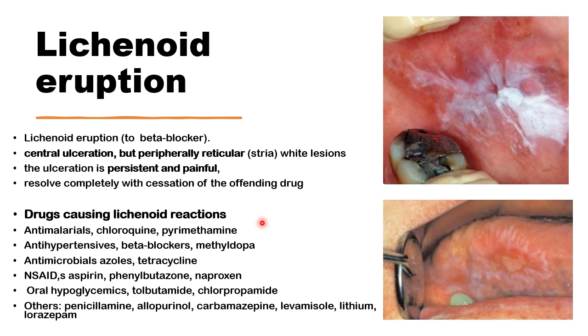The medications that can cause oral ulceration in the form of lichenoid eruption include things like antimalarial drugs, antihypertensives, beta blockers, antimicrobials like tetracycline, non-steroidal anti-inflammatory drugs, aspirin and naproxen, oral hypoglycemics, and other drugs including, for example, lithium and lorazepam.